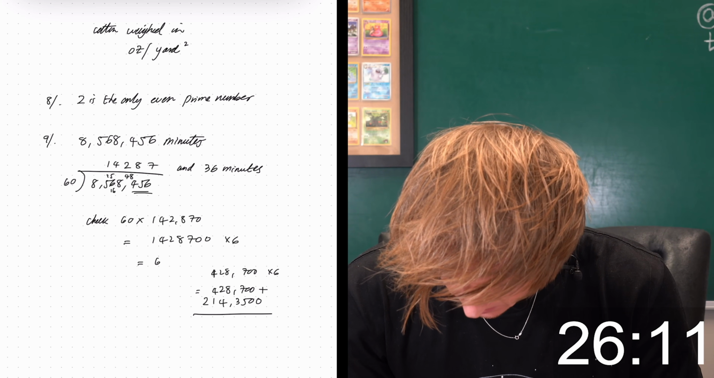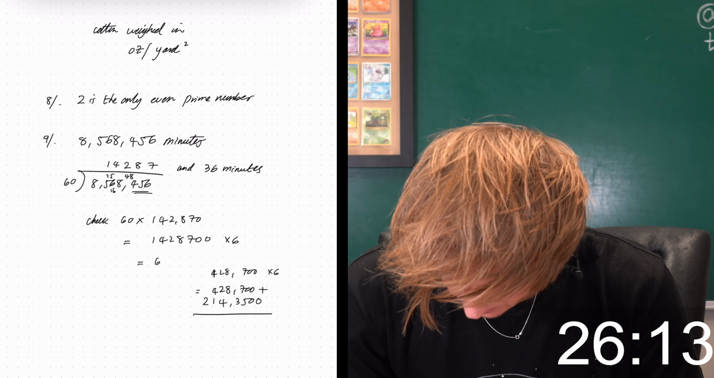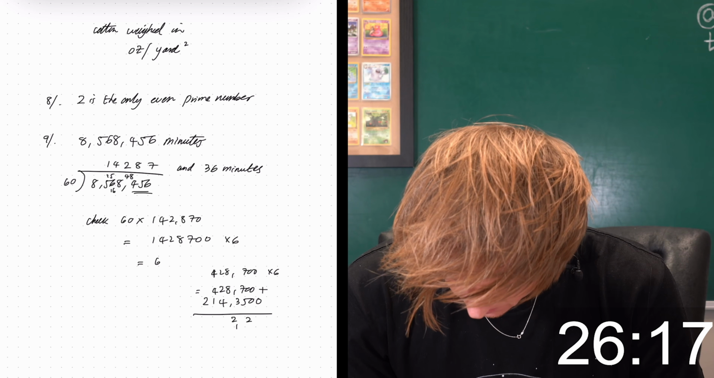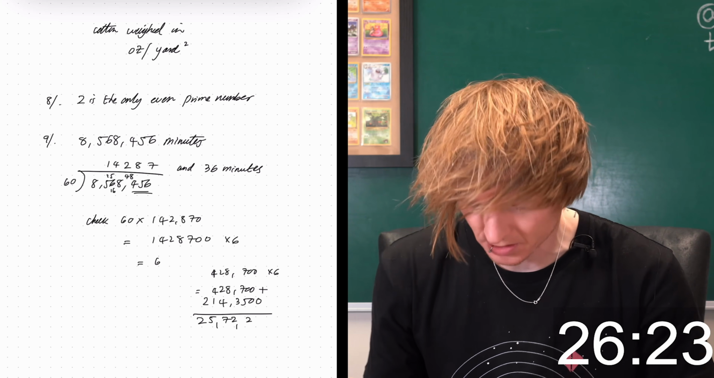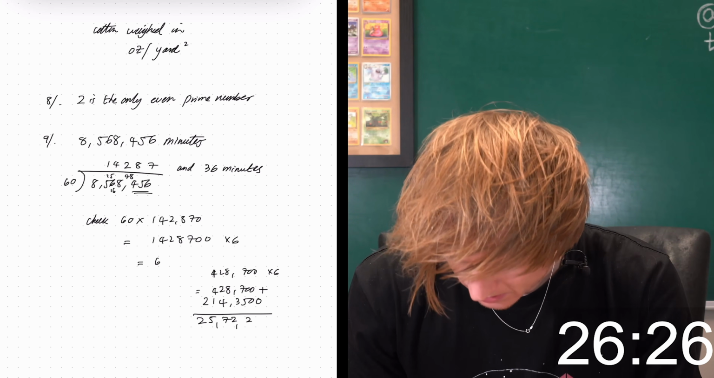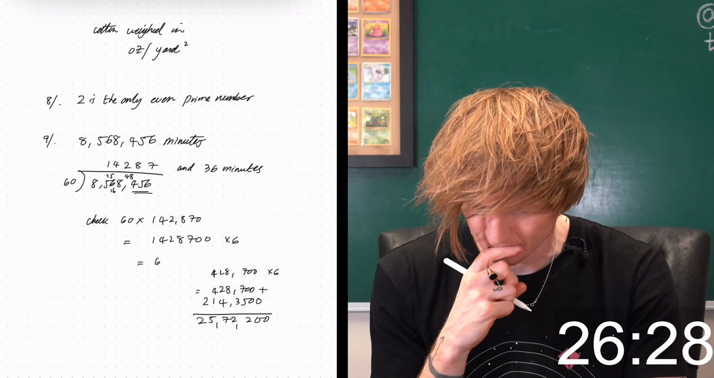So that's then 1,200. So that's like a 2, carry the 1. 8 and 3 is 11. That's a 2, carry the 1. 2 and 4 is 6, 7, 5, 2. 2,572,200. Okay.